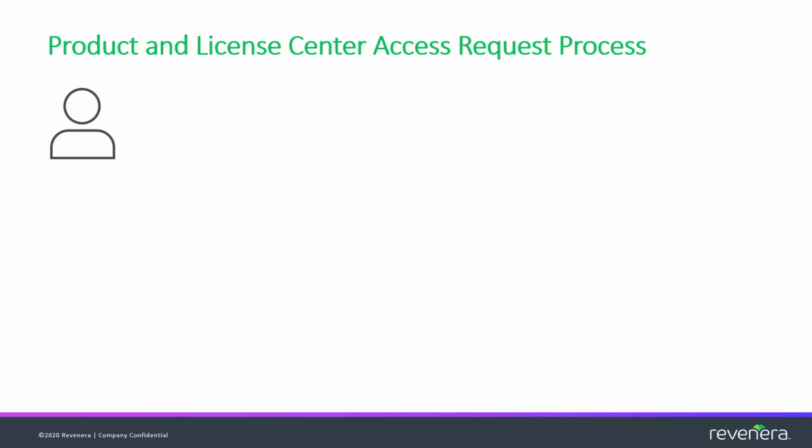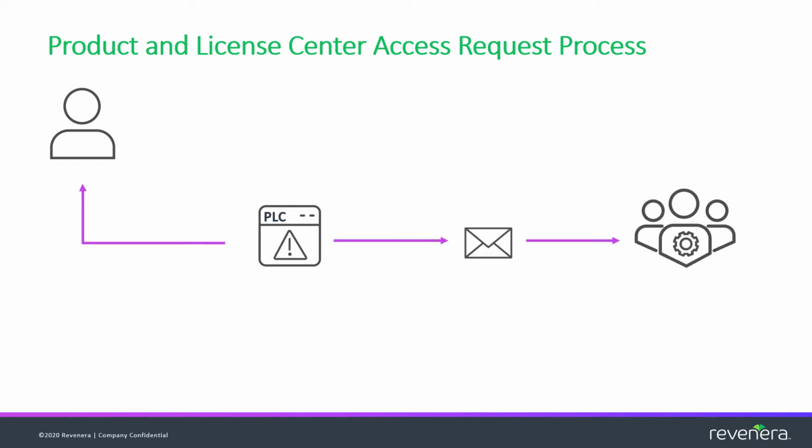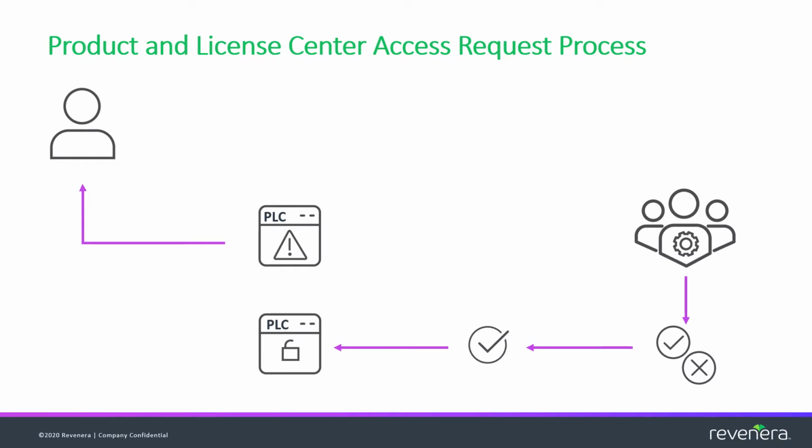When non-PLC administrators of your organization attempt to access the PLC for the first time, they will be presented with a dialog to request access. This request will trigger an email to all PLC administrators of that organization, asking them to review whether the user can be authorized. Until access has been granted, the requesting user will not be able to access the PLC.